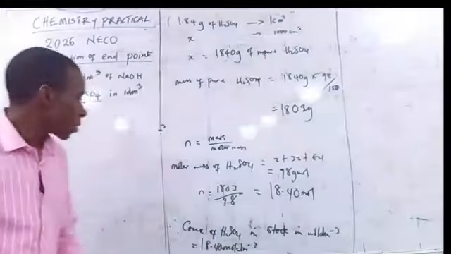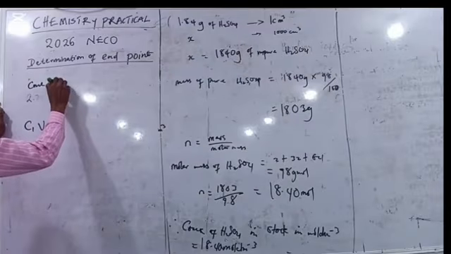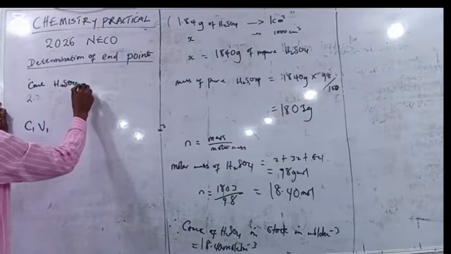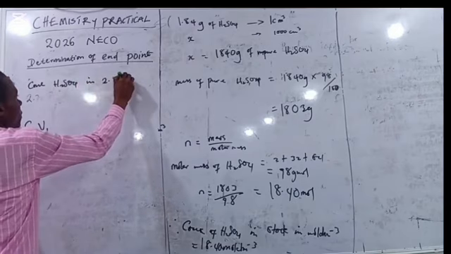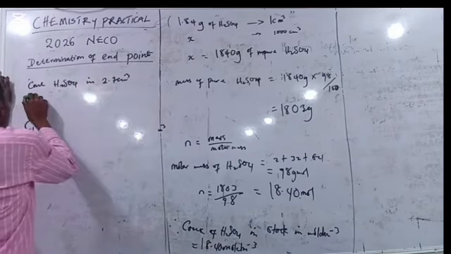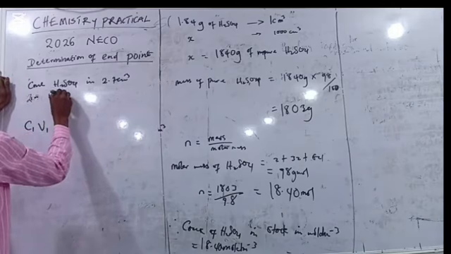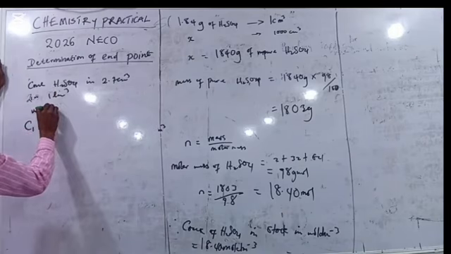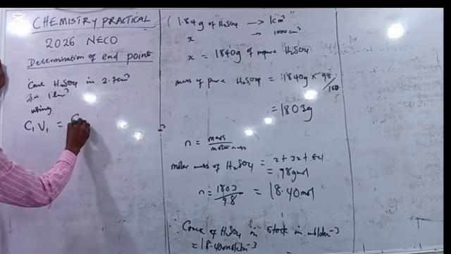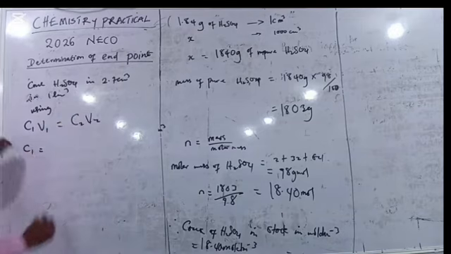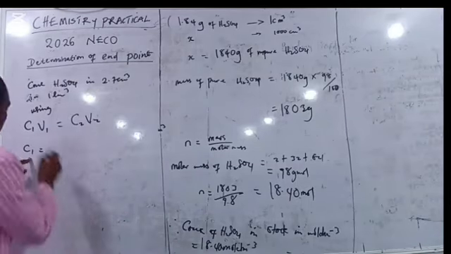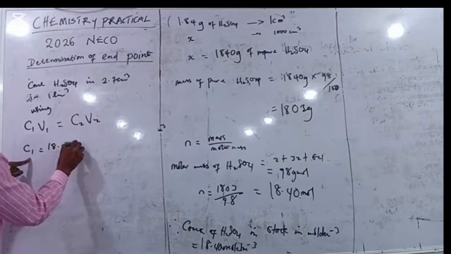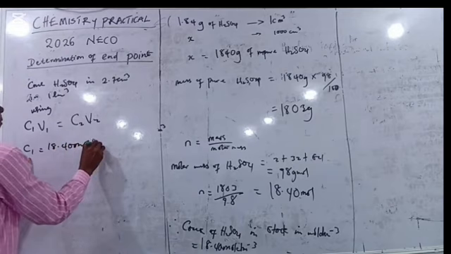The next is the concentration of H2SO4 in 2.7 cm cube in 1 dm cube. Using C1 V1 is equal to C2 V2, C1 is the concentration of the stock solution, which is what? 18.40 mole per dm cube.